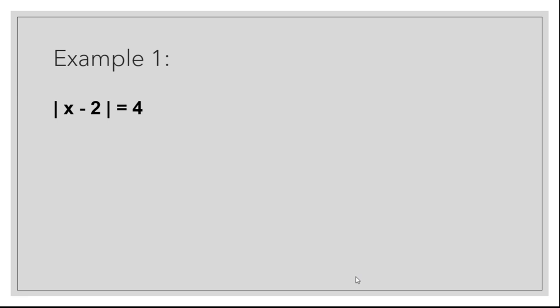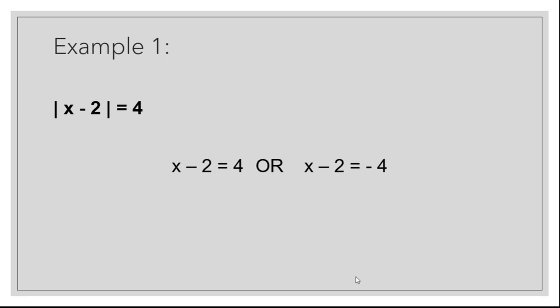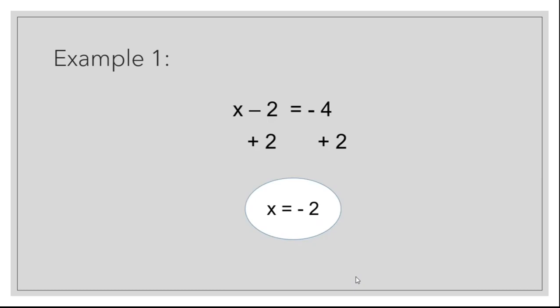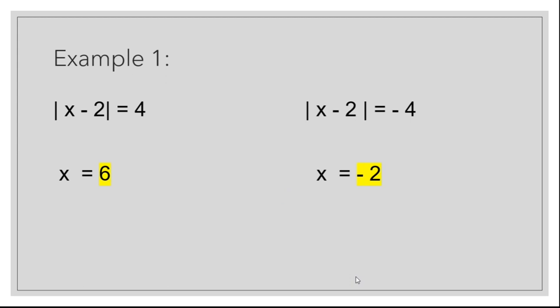The absolute value of x minus 2 equals 4. You're just going to have to solve for positive 4 and for negative 4. Starting off with positive 4, x minus 2 equals 4. You're going to add 2 to both sides, and it's going to be x equals 6. Same thing, x minus 2 equals negative 4. You add 2 to both sides. X is going to equal negative 2, because negative 4 plus 2 is negative 2. So the possible answers for this are 6 or negative 2.